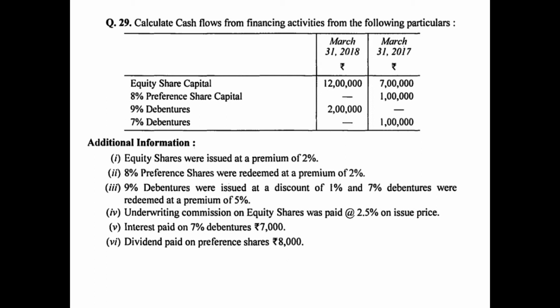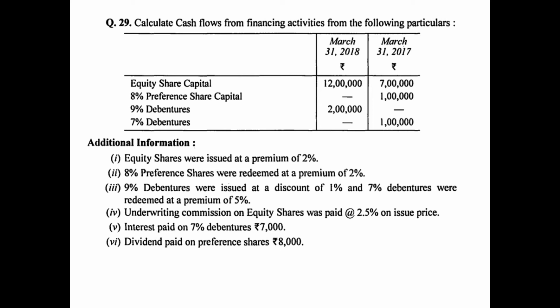So again we'll be going through the additional information also, but anyhow this 2 lakh is due to issue of fresh debentures. Then 7% debentures, last year it was 1 lakh, this year it is nil, that means it has been redeemed or repaid. One more very important point for you to remember, children, that we'll be discussing when we discuss the shares and debentures chapter also, that whatever amount is shown in the equity share capital or preference share capital or debentures, they show the face value.